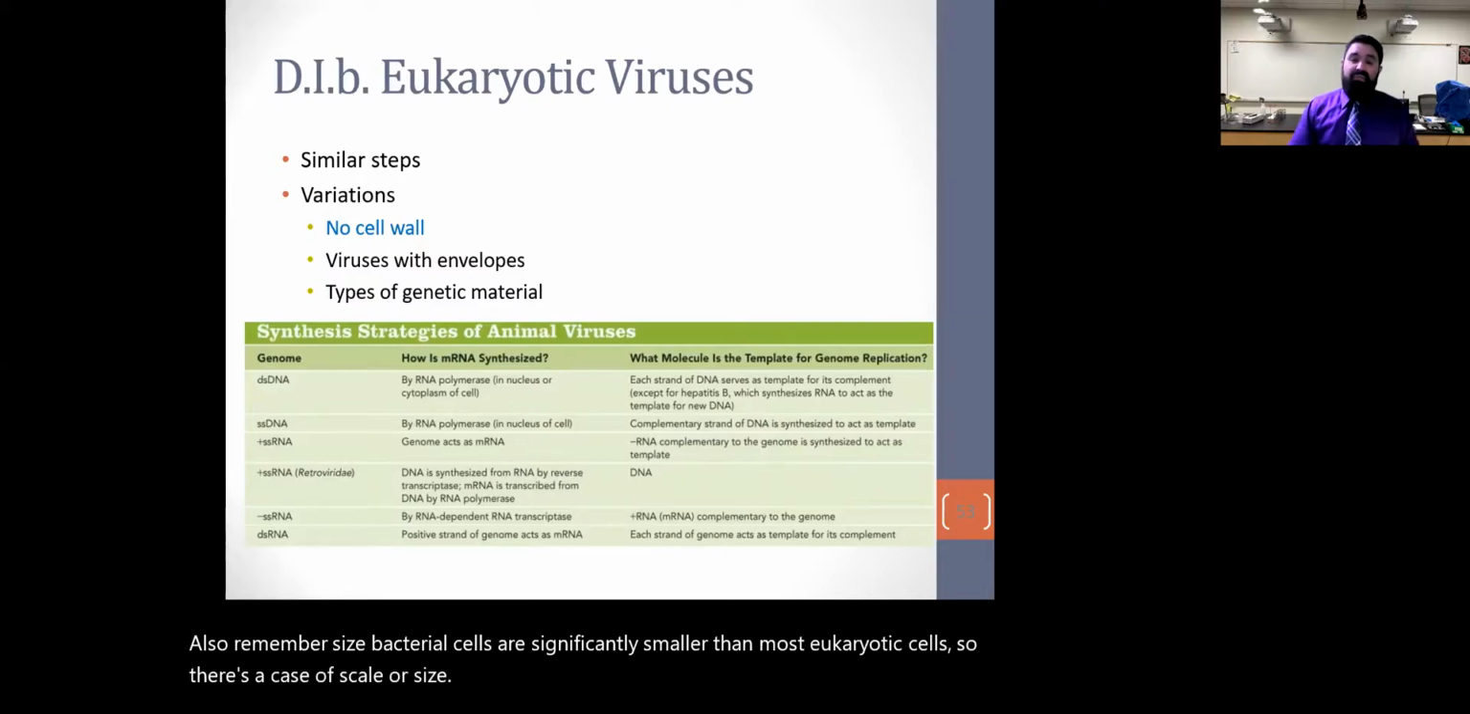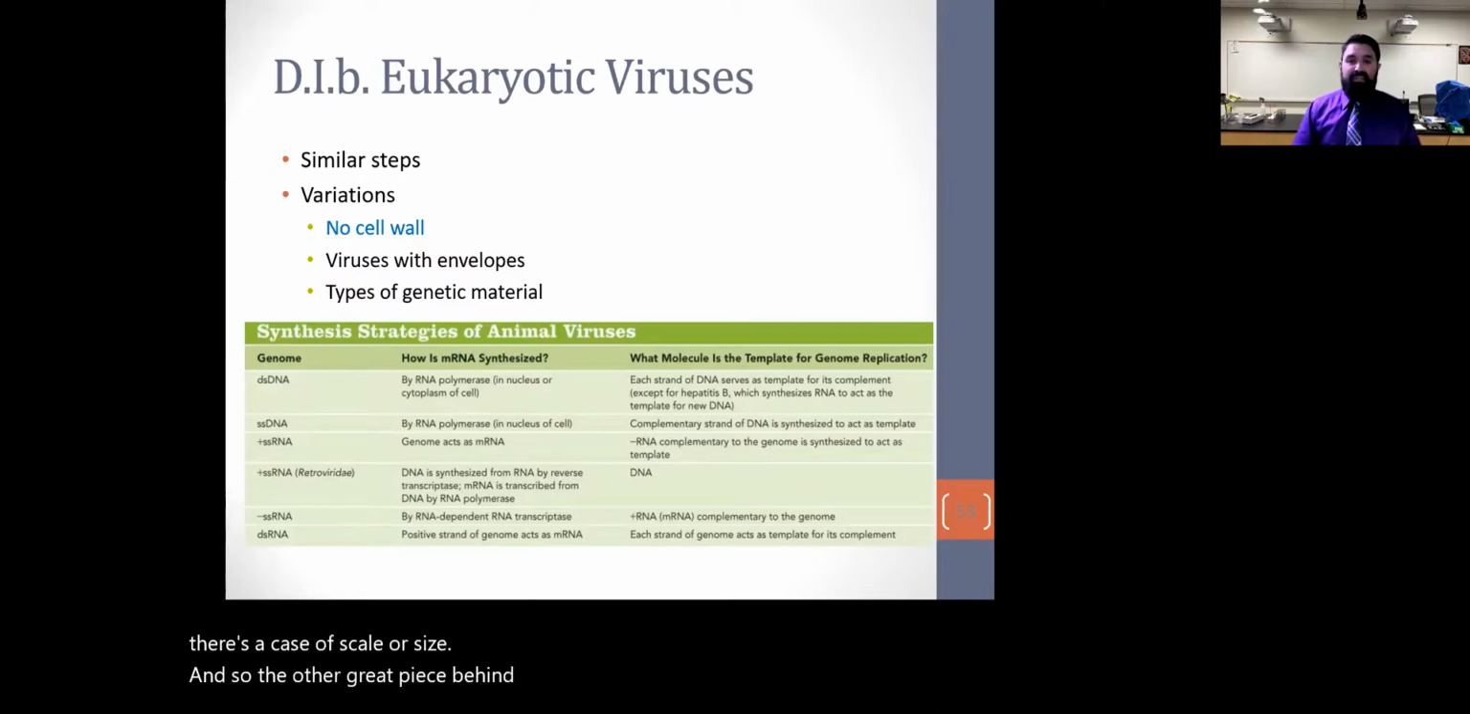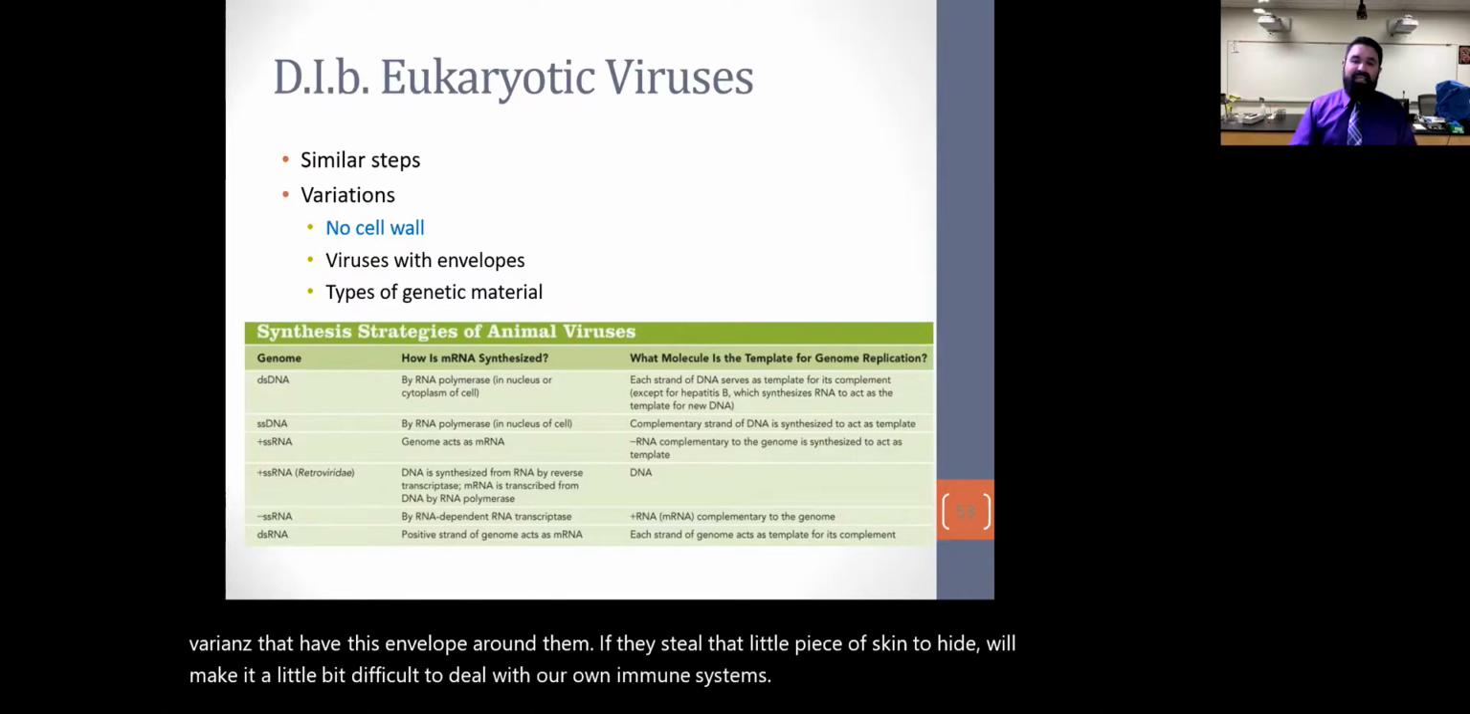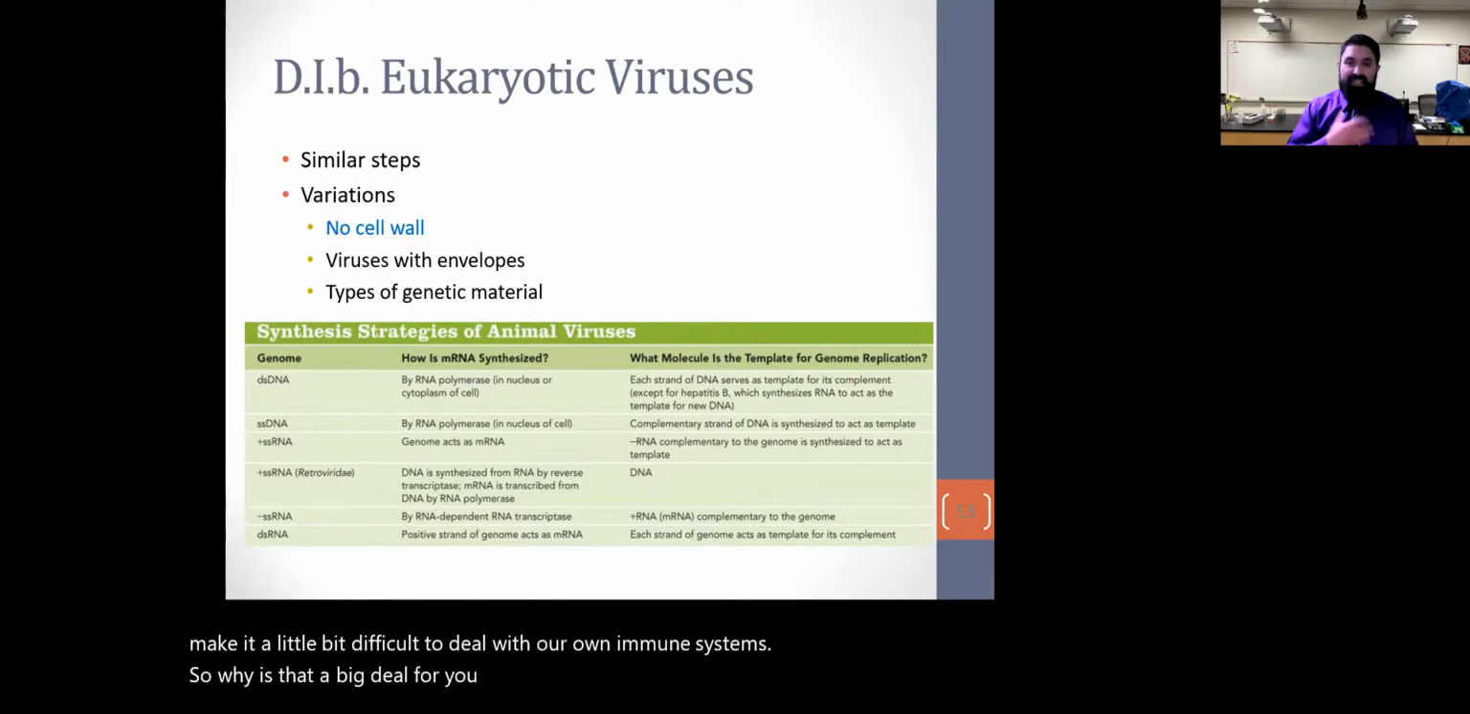And so the other great piece behind it is that envelope system, in which most of these virions have this envelope around them. If they steal that little piece of skin to hide, it will make it a little bit difficult to deal with our own immune systems. So why is that a big deal for eukaryotes? Why is that a problem for us as humans?